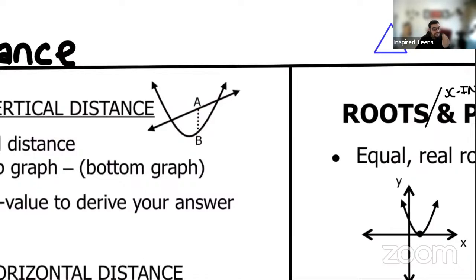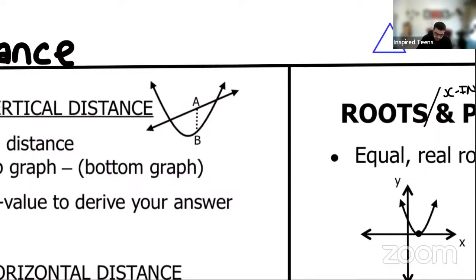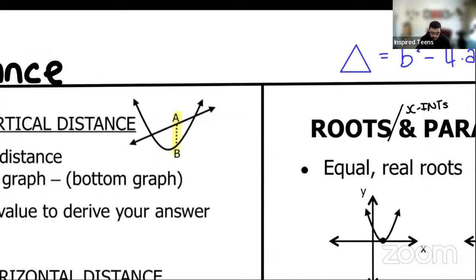What we need to understand from the basics of functions that we covered is that on a vertical line, the x-coordinate remains constant. What changes is the y-coordinate. So if we want to calculate the distance between A and B, we don't have to use the distance formula because it is a vertical line.